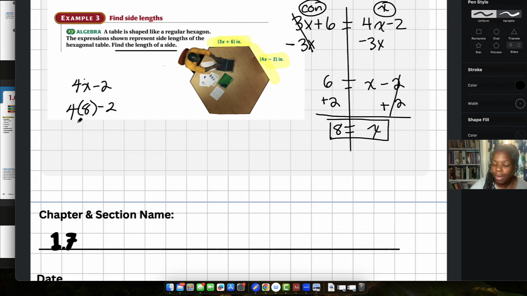So 4 times 8, thank you for being patient with me, is 32, minus 2 is going to give us 30. We're dealing with inches, so the length of the side of that table is 30 inches.